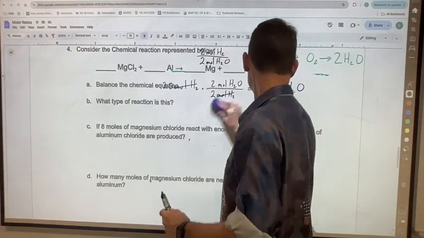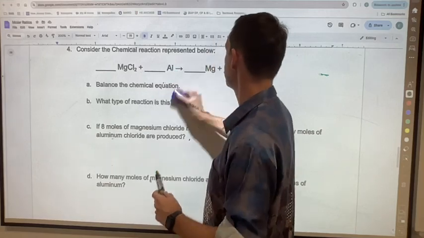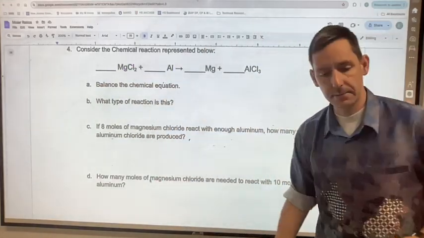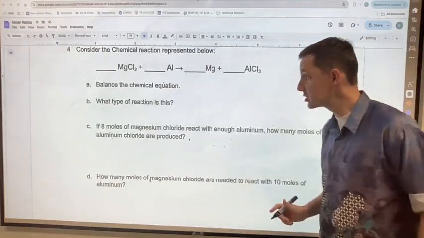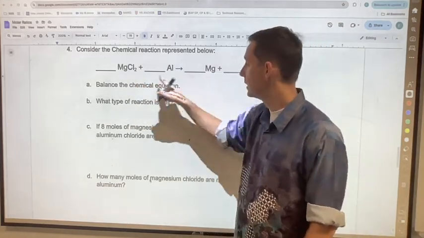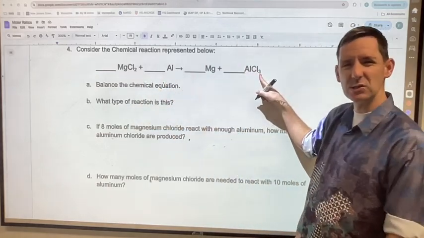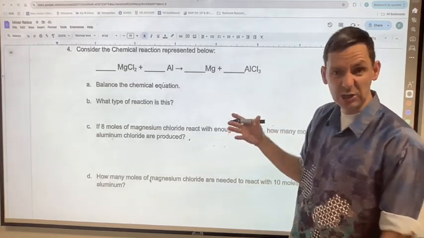Next question. So now we've got a chemical reaction between magnesium chloride and aluminum. All right. We'll go ahead and balance the chemical equation first. So I look at the magnesium. Magnesium looks okay, one of those. I've got 2 chlorines. Over here I've got 3 chlorines. So I've got to figure out some way to get the 2 and the 3 to match up.